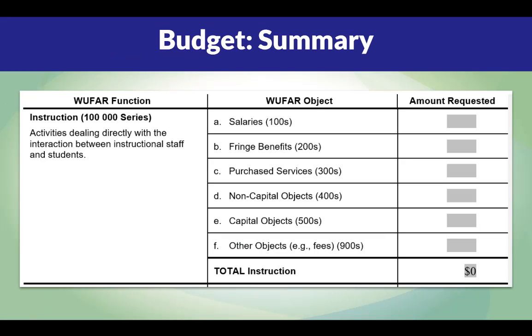The second part of the CLC budget is the budget summary page. The budget summary captures all the individual expenditures described in the budget justification and summarizes the budget justification information across WUFAR function codes, which is the first column of the budget summary. WUFAR functions are organized by the purpose of the spending, not what the particular expenditure or recipient is.